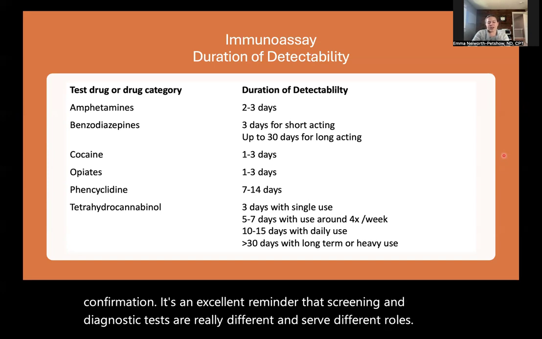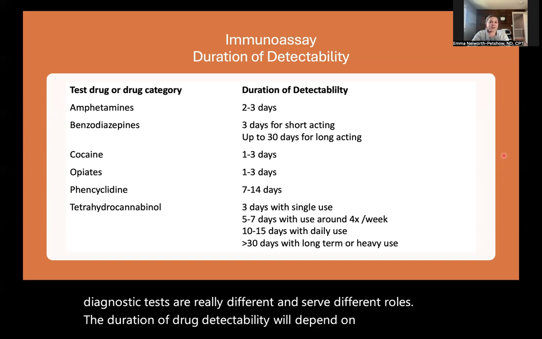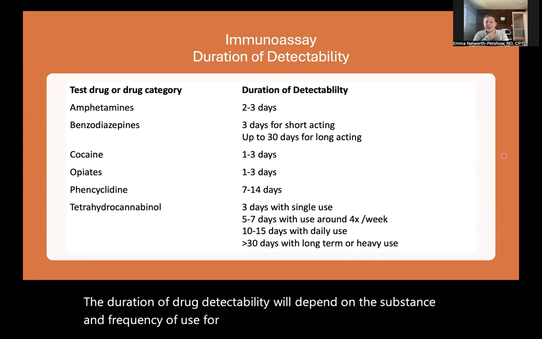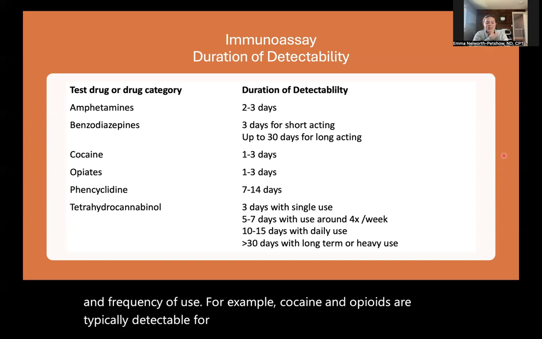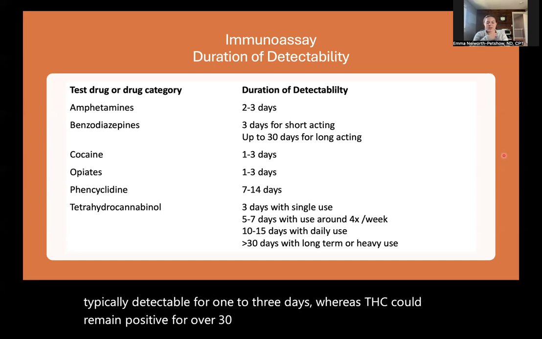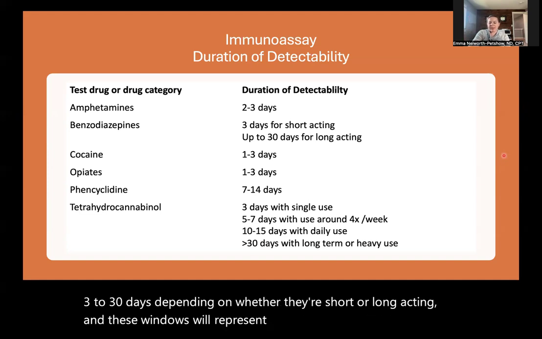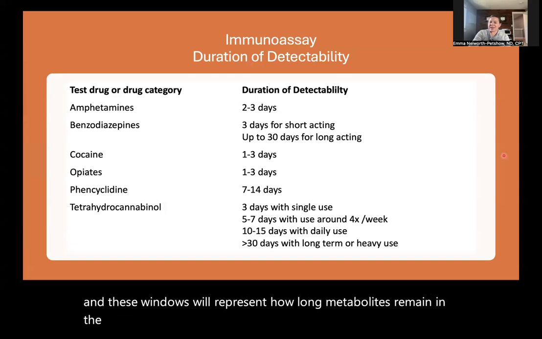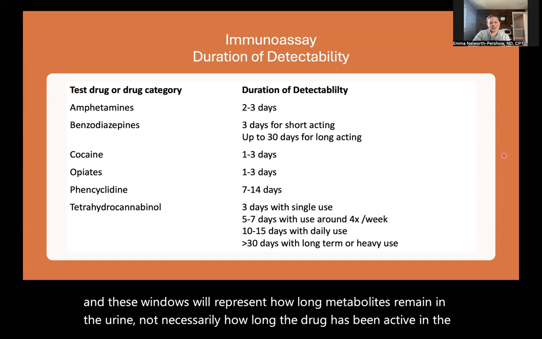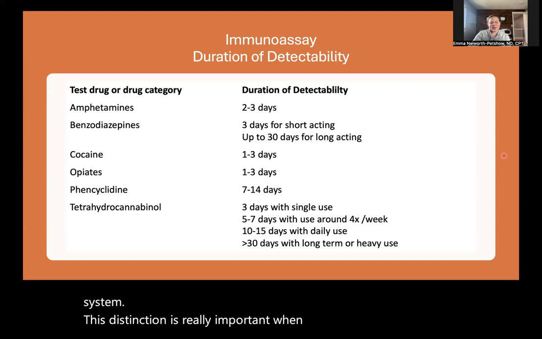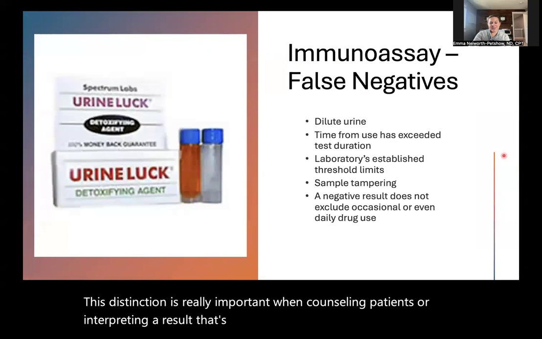The duration of drug detectability will depend on the substance and frequency of use. For example, cocaine and opioids are typically detectable for 1 to 3 days, whereas THC could remain positive for over 30 days in chronic users. Benzos vary from 3 to 30 days depending on whether they're short or long acting. These windows represent how long metabolites remain in the urine, not necessarily how long the drug has been active in the system. This distinction is really important when counseling patients or interpreting a result that's not expected.